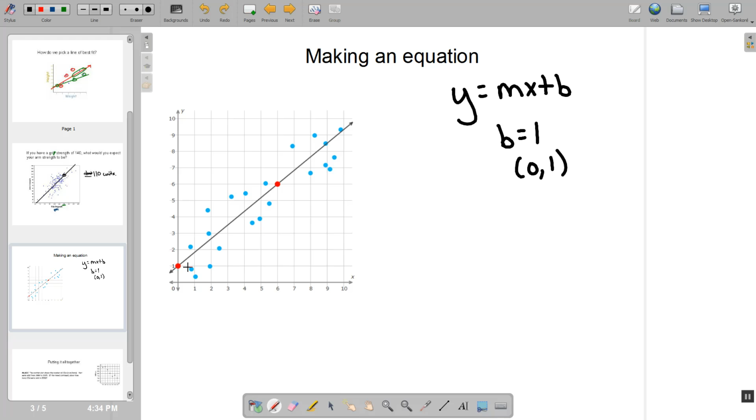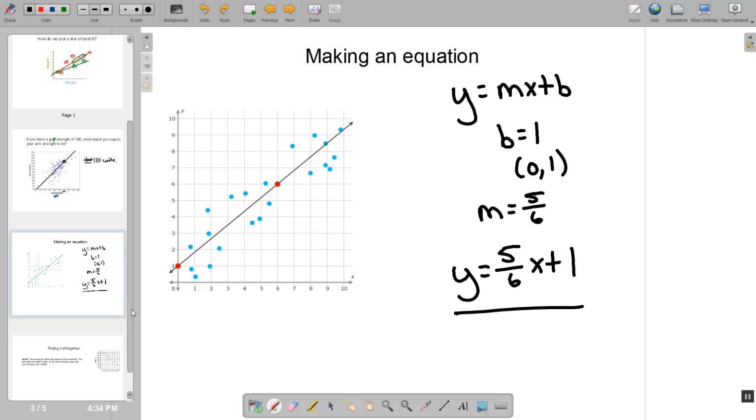Our slope is a little bit trickier, but they gave us 2 points that hit on corners so we can count. 1, 2, 3, 4, 5. And we go over 1, 2, 3, 4, 5, 6. So our slope is 5/6, which means our equation would be y equals 5/6 x plus 1.